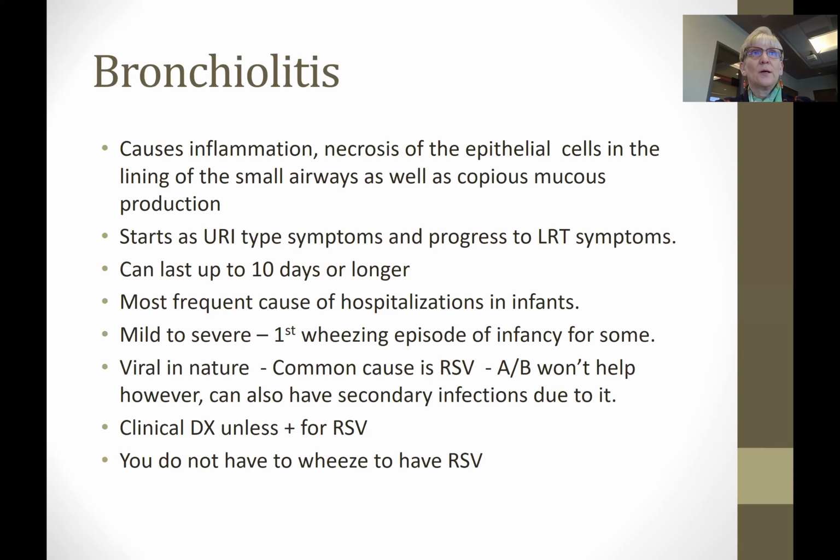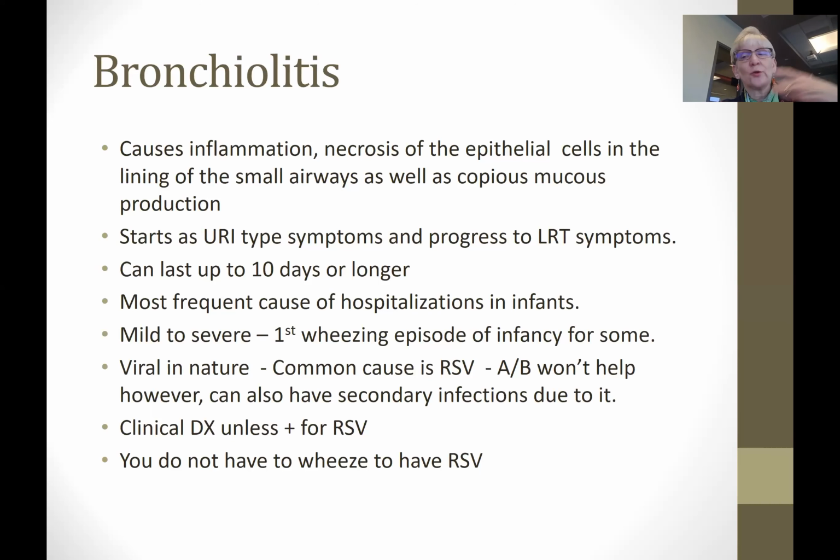And it's a frustration to parents. You can have bronchiolitis and not have RSV, okay? So RSV is a particular type of bronchiolitis, but you can also, like I said, have a negative RSV test and still have bronchiolitis. As we already talked about, antibiotics are not going to help that, but you can have secondary infections.